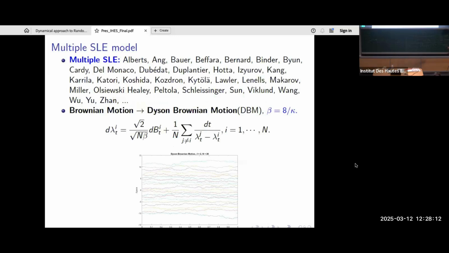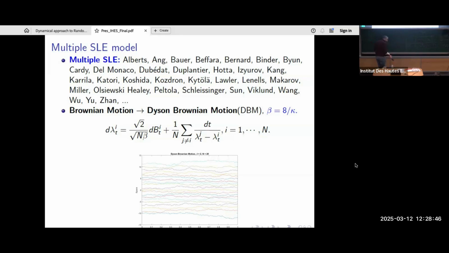I want to move now to the multiple SLE model and to the links with random matrix theory. As I said in the beginning, I started myself working with random matrices, but I moved to SLE and now I'm coming back to this. So what is a multiple SLE model? Before, I drew just one curve. A multiple SLE model is going to be, as the name says, multiple curves drawn from the upper half plane.